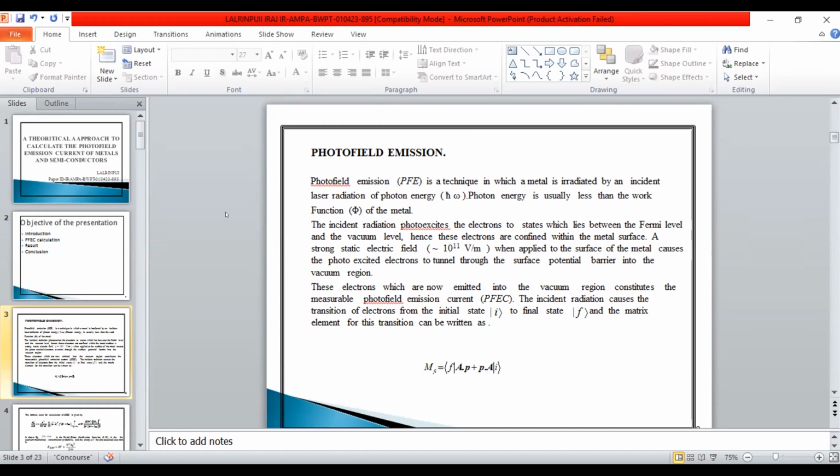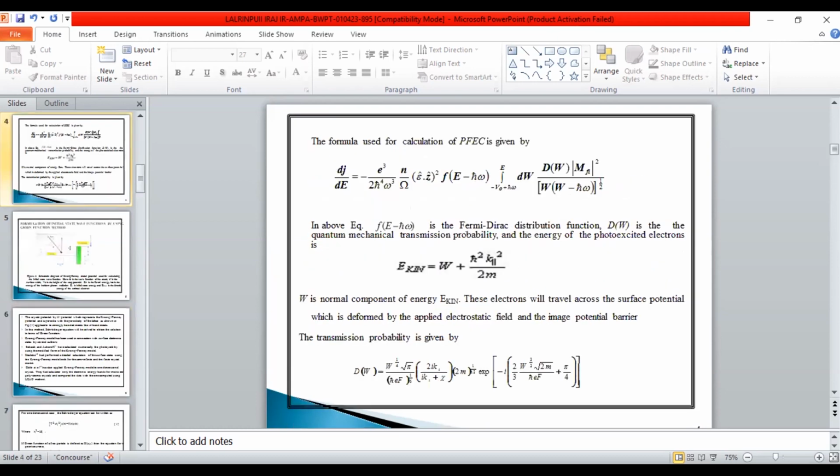The incident radiation causes the transition of the electron from the initial state i to the final state f, and the matrix element of the transition can be written as M = <f| A·P |i>. This is the formulation of the photofield emission. The formulation used for calculation of PFEC is given by this equation.